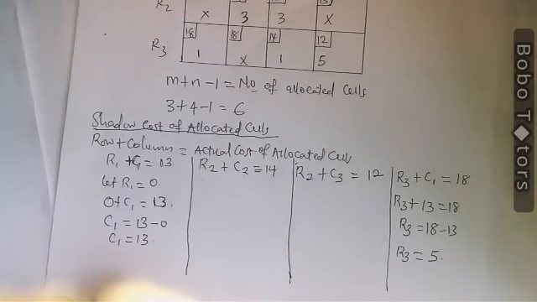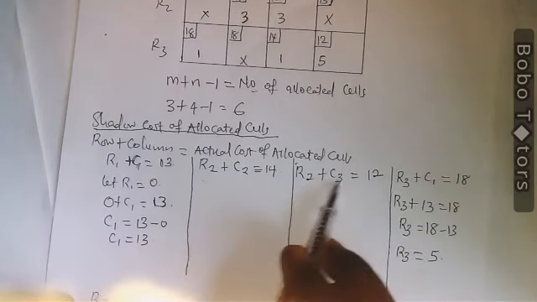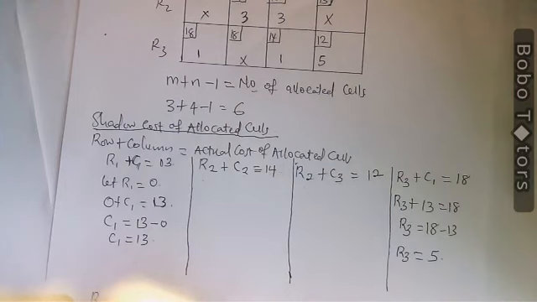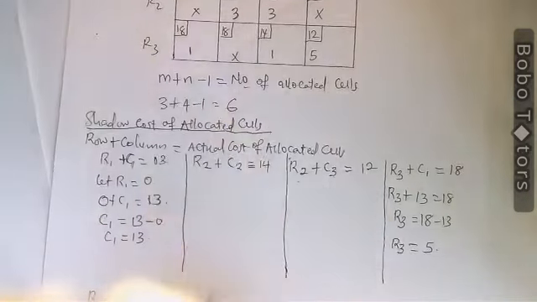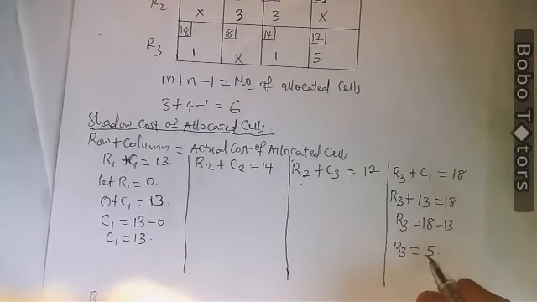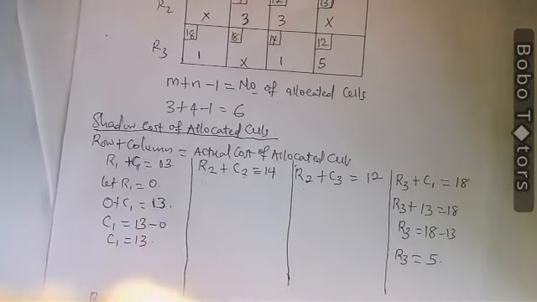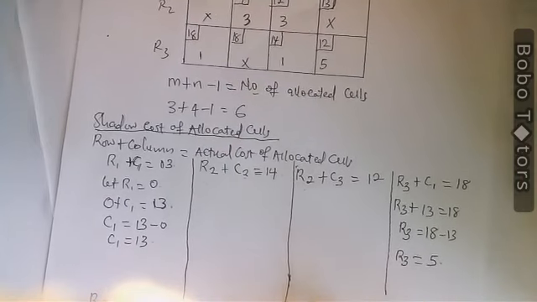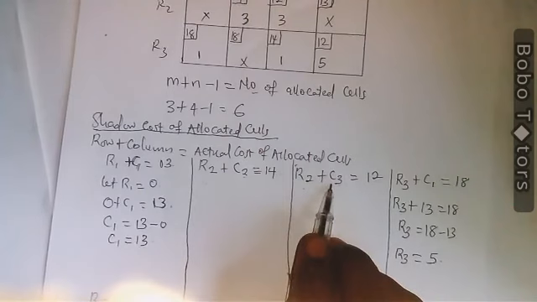So let's go to row 3 plus column 2. Remember, I only know my row 3. So row 3 plus column 3 rather will be equals to 14. So my row 3 is 5 from what I calculated here. Column 3 I don't know, is equals to 14. Column 3 is equals to 14 minus 5. Then my column 3 is equals to 9. Since I know my column 3, I can now go back to this place now.